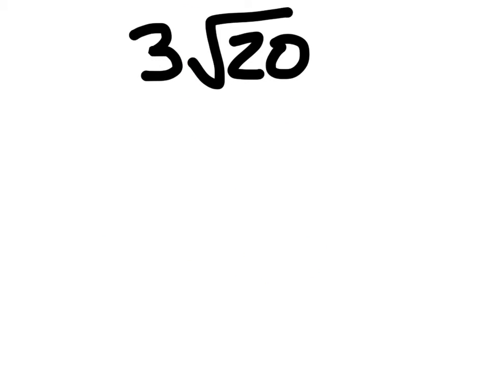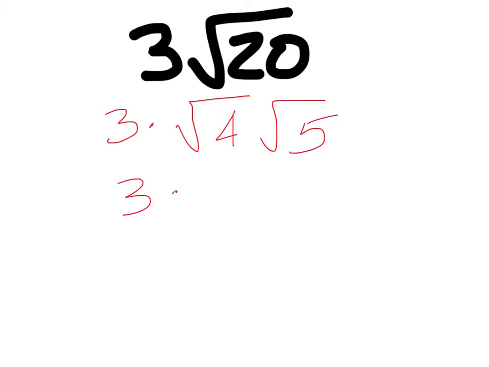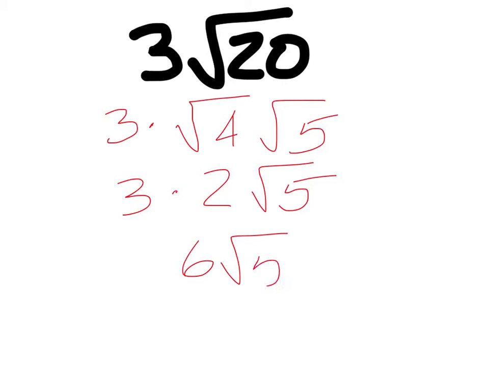Try this one. Bring it up. For this problem, keep your 3 and break up the square root of 20 as square root of 4 times square root of 5. Keep the 3. Square root of 4 is 2. And then simplify outside to get 6 square root of 5.